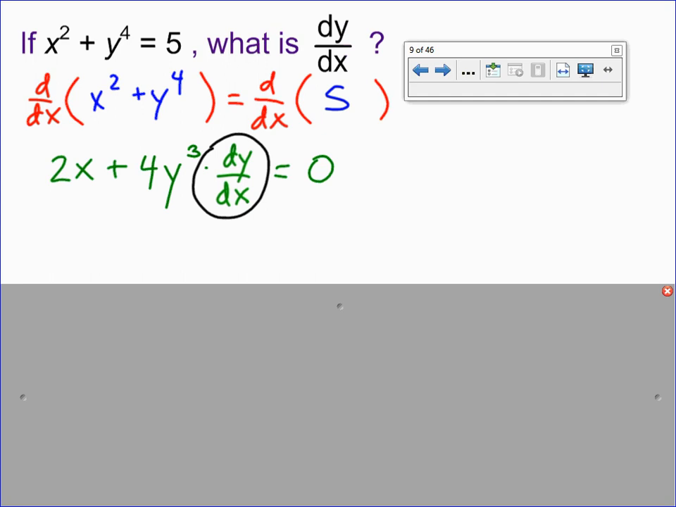So now we'll go ahead and isolate that. We'll solve for dy dx because we were asked to find what dy dx is. From now on, we'll typically use y prime just because it's shorter, but I want you to know y prime and dy dx are equivalent. They both are the first derivative of y with respect to x. All right, so let's solve for dy dx then. I get dy dx equals, by subtracting over 2x and dividing by 4y cubed. Because our original relation, x squared plus y to the fourth equals 5, had x's and y's mixed up in the definition, it's okay to have x's and y's mixed up in my definition for y prime or dy dx.